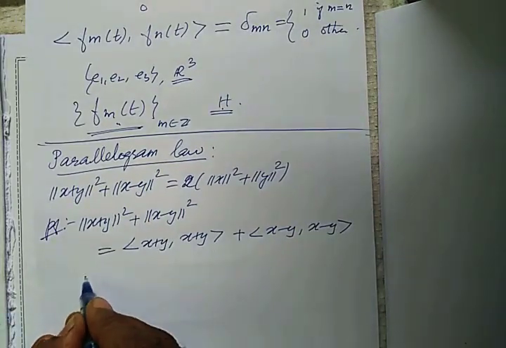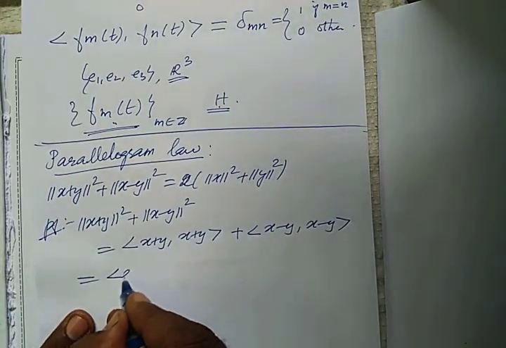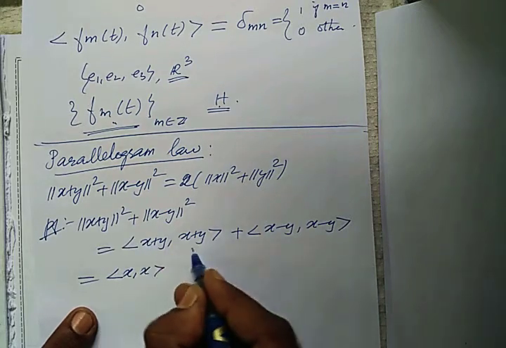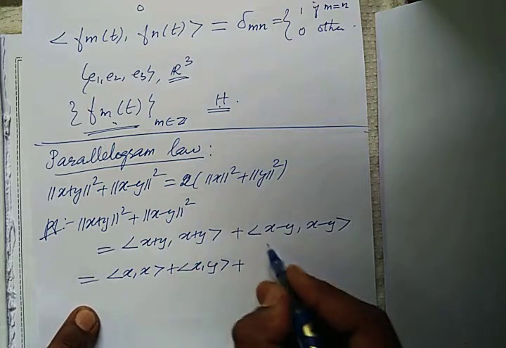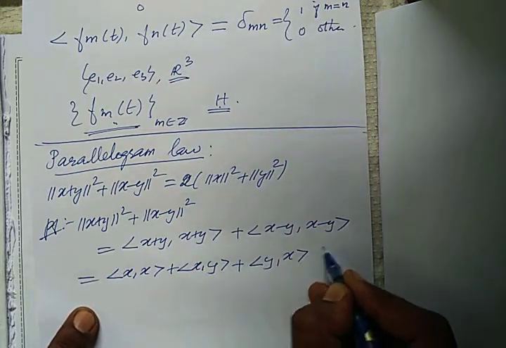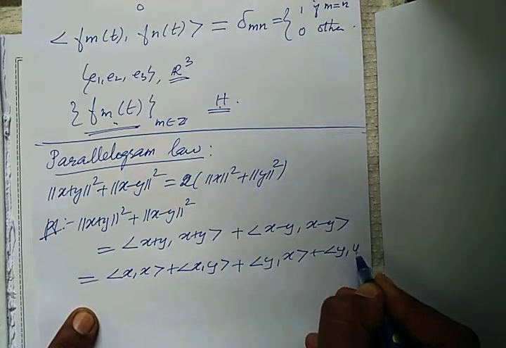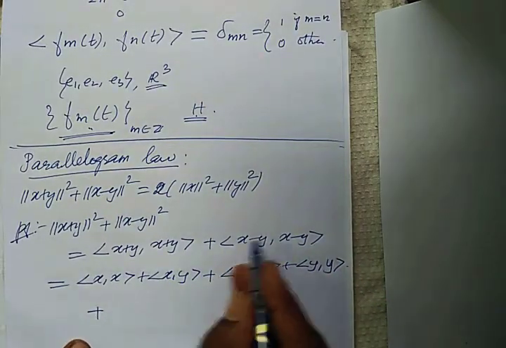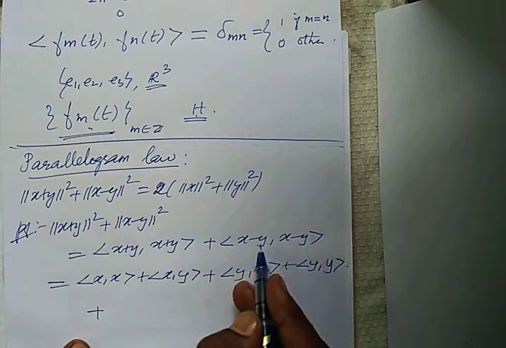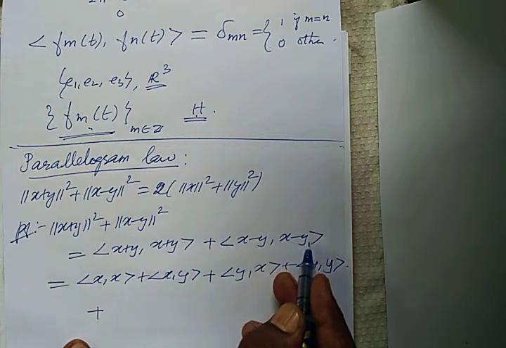If we expand this one, we get the inner product of x comma x and x comma y. After that, the inner product of y comma x plus the inner product of y comma y. Similarly, if we expand this one, we get x comma x, x comma minus y, comma x, minus y comma minus y.